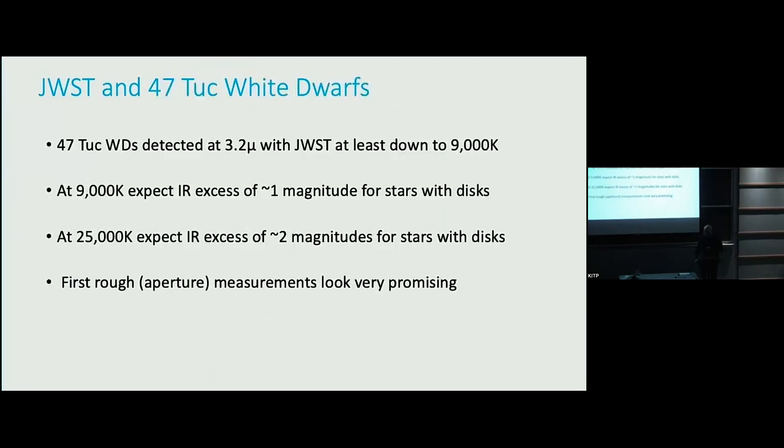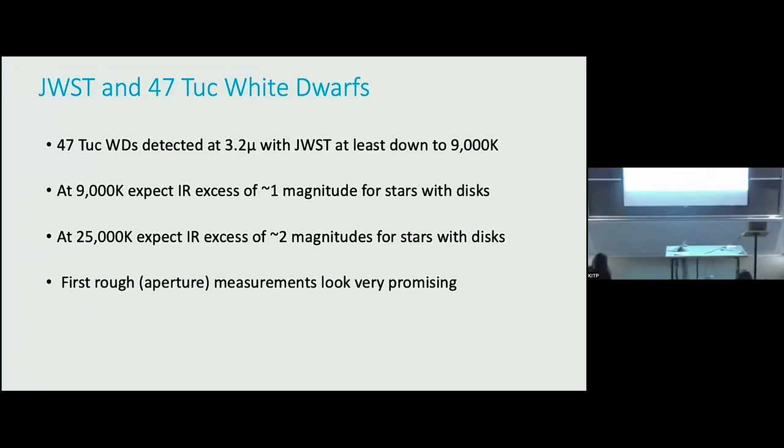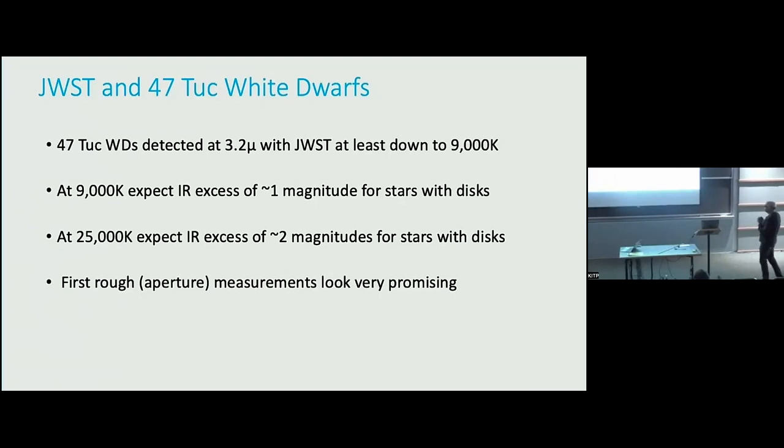So, conclusion. We've detected white dwarfs at 3.2 microns in 47 Tuc, at least down to 9,000 degrees. At that temperature, we expect about a 1 magnitude infrared excess for stars that have disks. If it's 25,000, we expect 2. So the first rough aperture magnitudes that we did, the measurements look very promising. So there's a lot to come yet. And in the next few months or so, we're going to explore this in great detail. Thank you.